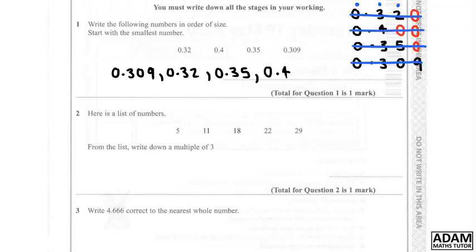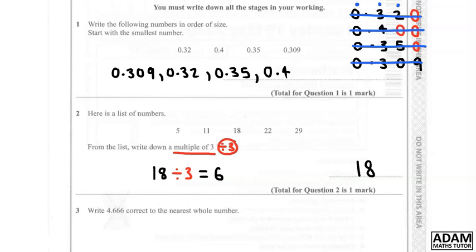Question 2. Here is a list of numbers. From the list, write down a multiple of 3. If a number is a multiple of 3, it means it's in the 3 times table, so therefore it should divide by 3. And the only number that's here that will divide by 3 is 18. 18 divided by 3 goes in 6 times, so therefore 18 is the multiple of 3.